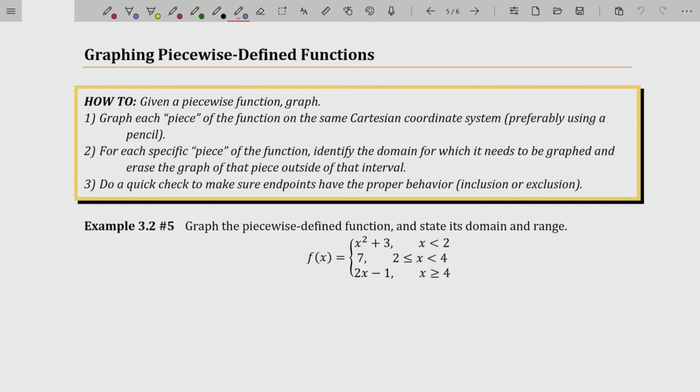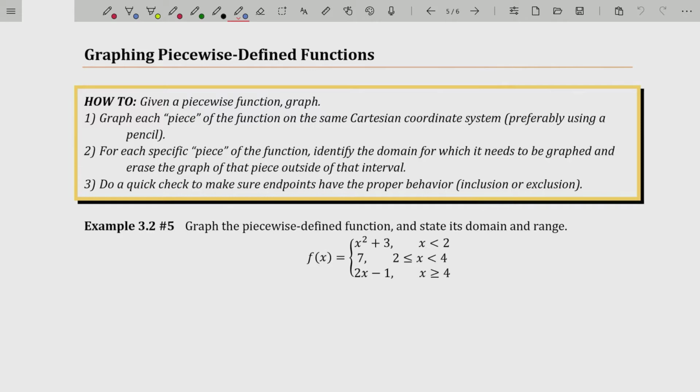So given a piecewise function and being asked to graph, how do you do that? The idea is really simple. Just graph each piece of the piecewise defined function, preferably using a pencil because you're going to do a lot of erasing. And you want to graph each piece on the same Cartesian coordinate system. After you do that, you'll identify the domain for each piece and then erase the piece. Like if you focus on piece part 1, for example, the first function, you'll erase the part of the function that is not defined on this domain.